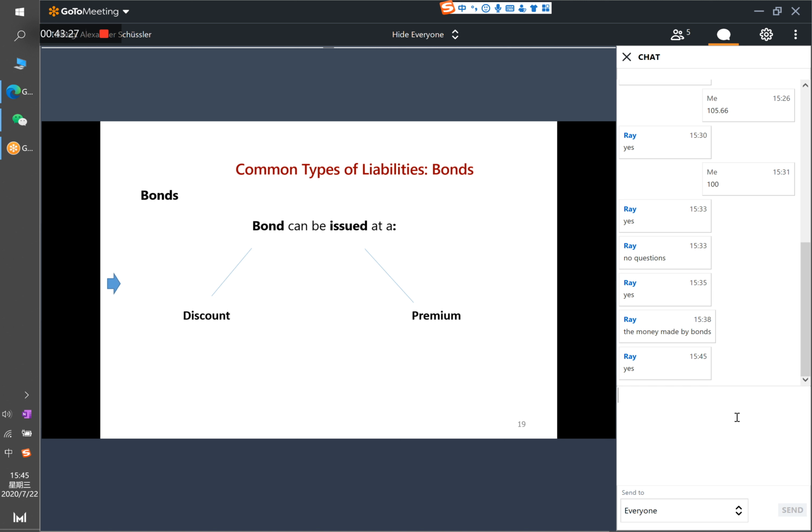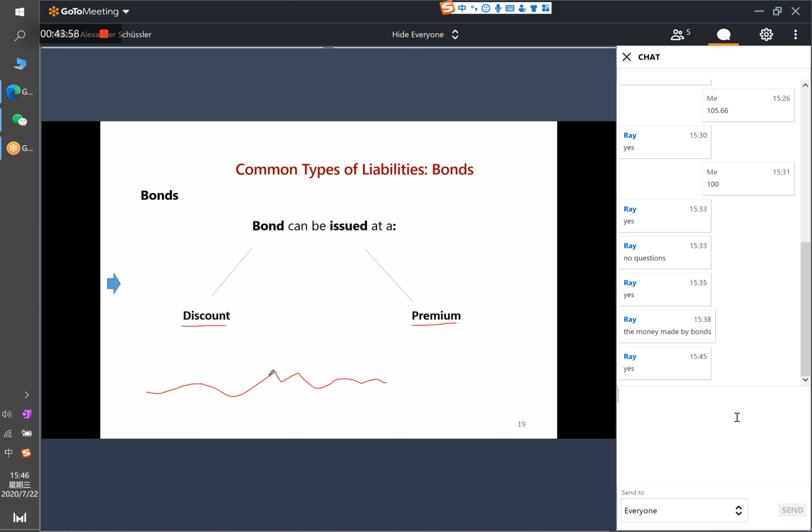The bond can also trade at a premium or at a discount. The bond is tradable. It is traded and it moves, depending on what the market does. It goes up and down, like a stock. It's not as volatile as a stock, but depending on what the market interest rate does, the bond trades either at a discount or at a premium.